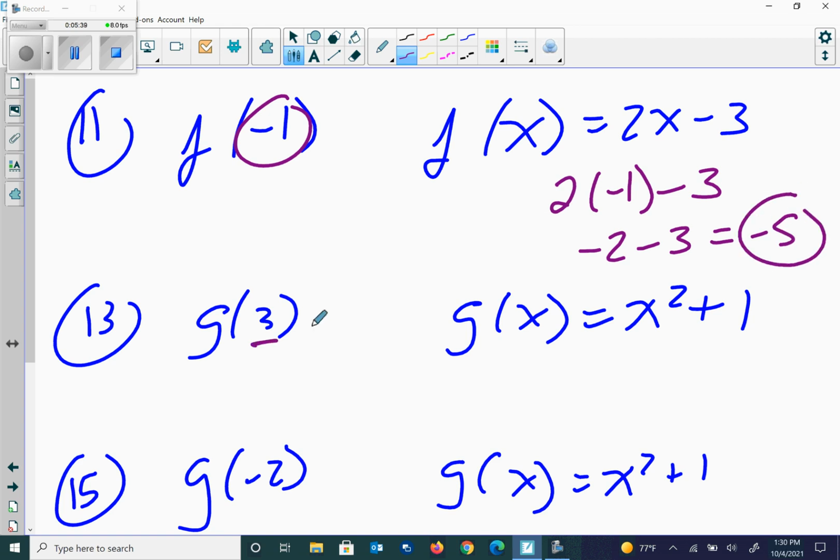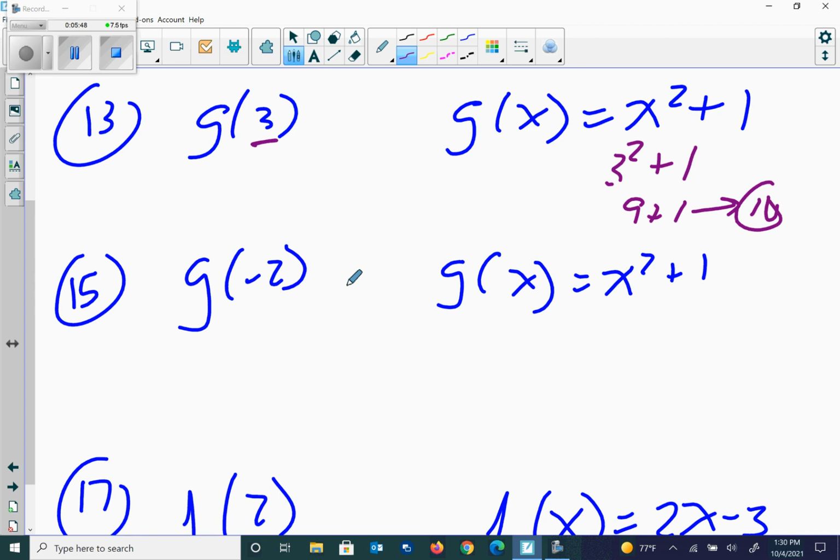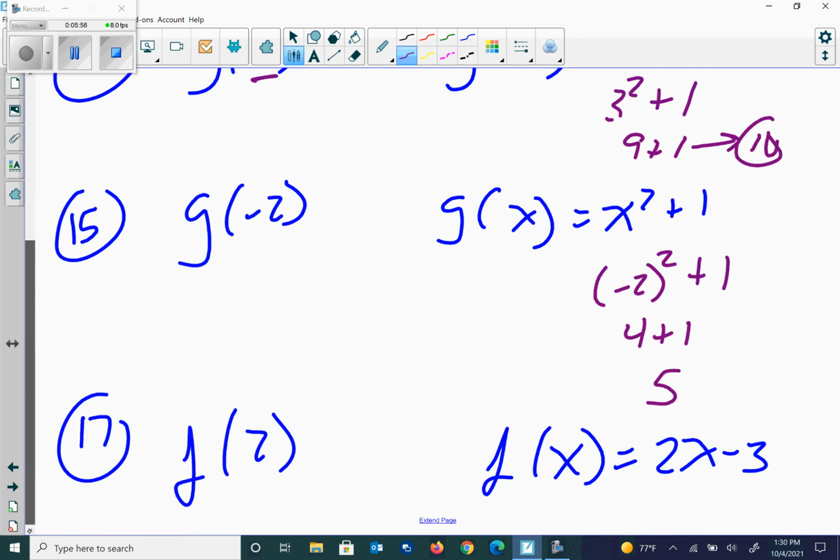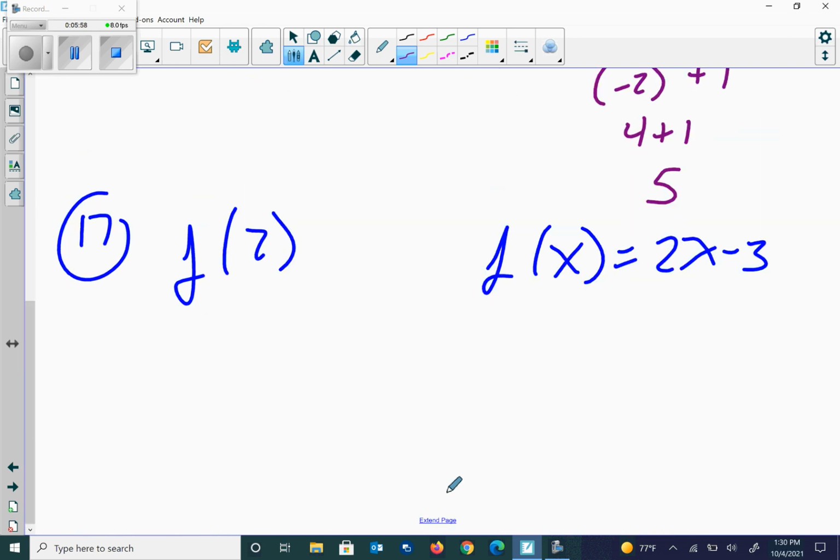Again, this one we're going to plug into our x. Gives me 10. For number 15, we're going to plug negative 2 in, so I'm going to put that in parentheses to square it. That gives me a positive 4. 4 plus 1 is 5. And then the last one, I'm going to plug 2 in, so I get 2 times 2 minus 3, so that's 4 minus 3, which gives me 1.